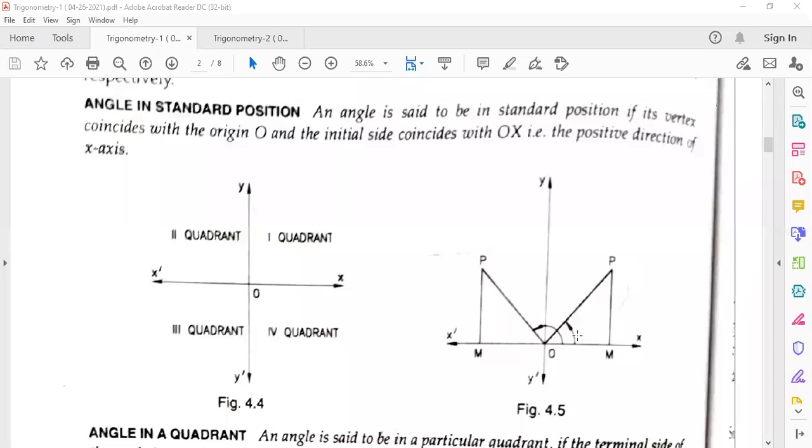Then we can say that this angle is situated in the first quadrant. Now again, if the initial line is OX and the final line is OP dash, then we can say that this line is situated in the second quadrant. So the total angle is situated in the second quadrant. Like that, if it is situated like this, then it is in the third quadrant. So according to the rotation of our angle as well as the direction, we have to measure the angle.